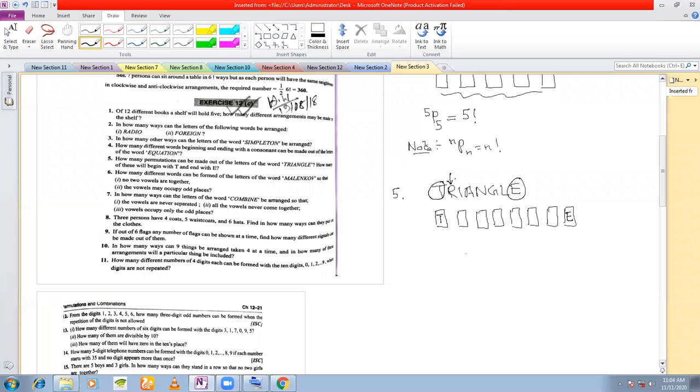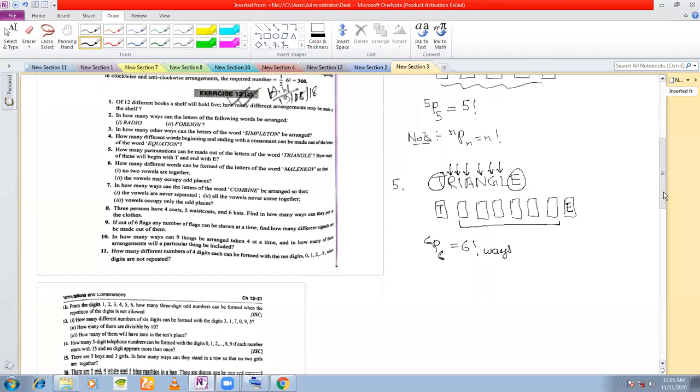So we have fixed T and we have fixed E. How many are left? 1, 2, 3, 4, 5, 6. 6 letters are left. And how many places to arrange here? 6 places, right? And 6 letters in 6 places can be arranged in how many ways? 6P6 ways, which is factorial 6 ways. Is it clear? So this was a problem from your restricted permutation.